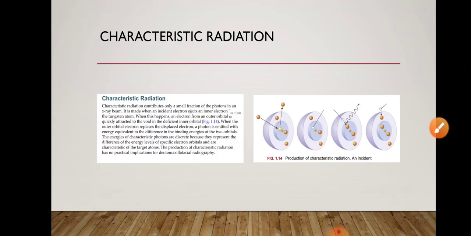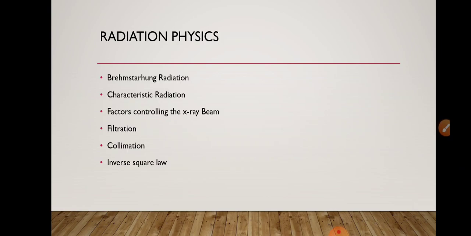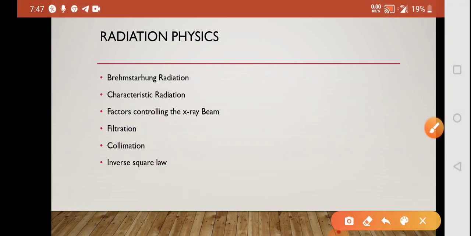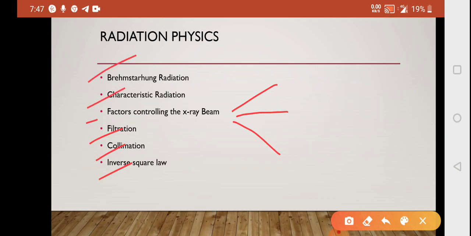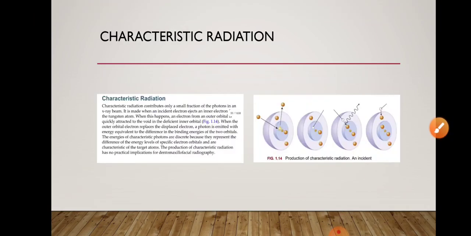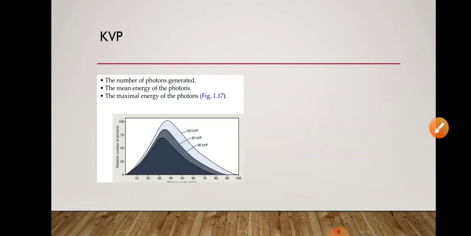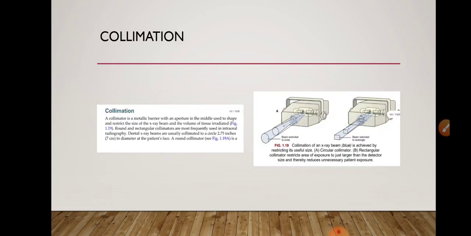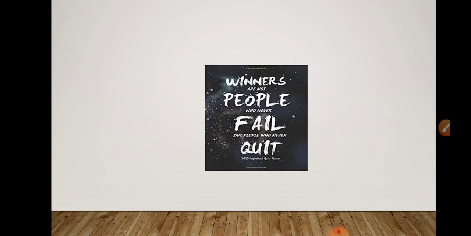Bremsstrahlung and characteristic radiation, very few questions on it, not much. And we are also done with your inverse square law, clear with the collimation, filtration, factors that are affecting milliamperage, kVp, and exposure time, Bremsstrahlung radiation and characteristic radiation. So these things come under radiation physics. I hope I have completed the chapter nicely with you. One or two points are left.